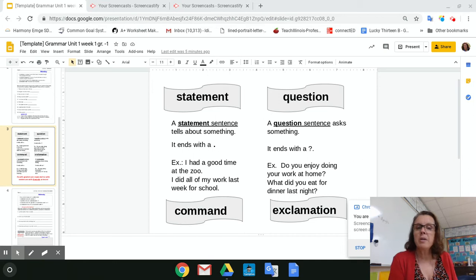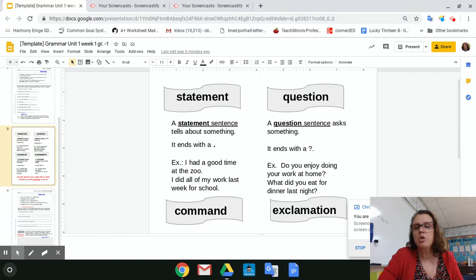And then we have another example that says, what did you eat for dinner last night? Once again, you would feel like you should answer that because it was a question. And you can see both of these have question marks at the end of them.